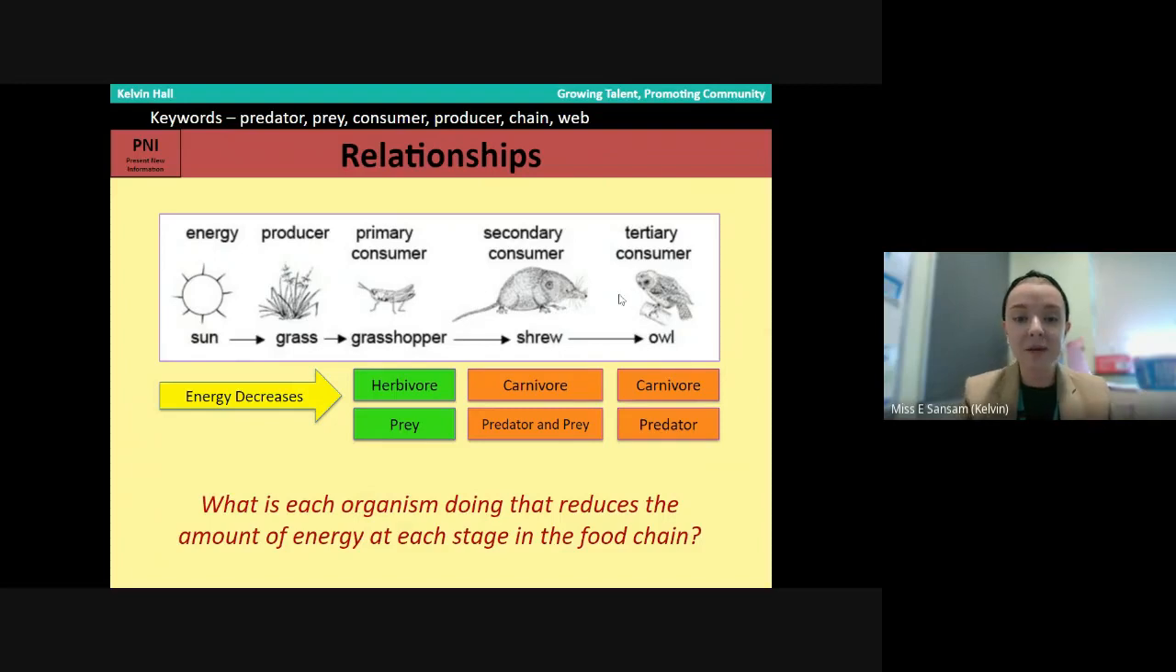Got some other words down here as well that hopefully you've heard of before. You've got herbivore. So for example, in this example, the grasshopper is a herbivore and your shrew and your owl are carnivores. And then the grasshopper is prey. The shrew is both a predator and prey, because it is a predator because it eats the grasshopper, but it's also a prey of the owl. And then you've got the owl right up at the top of the food chain. And again, obviously that would be a predator.